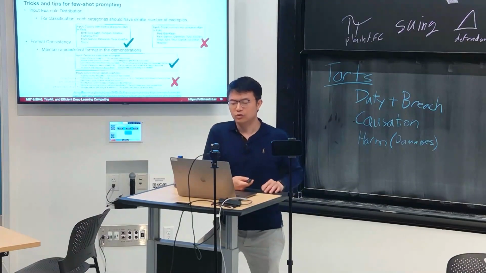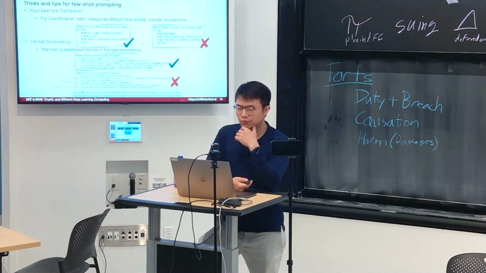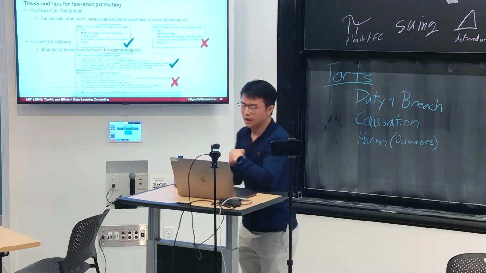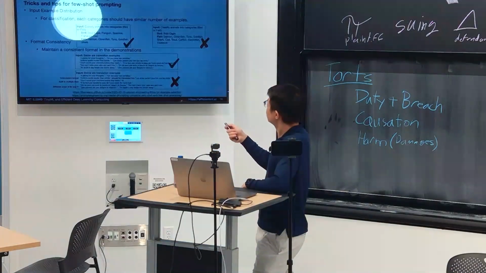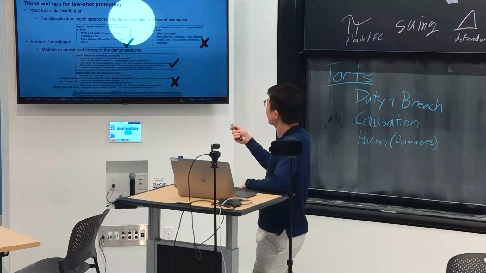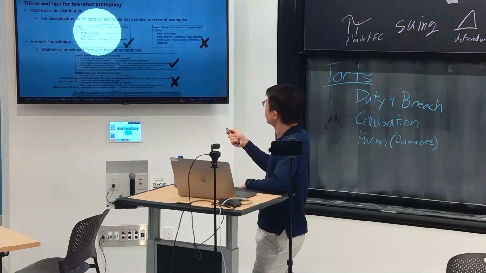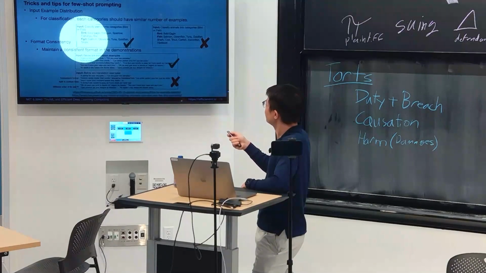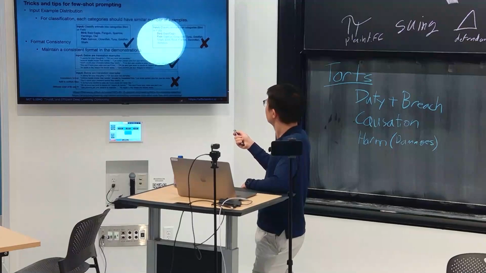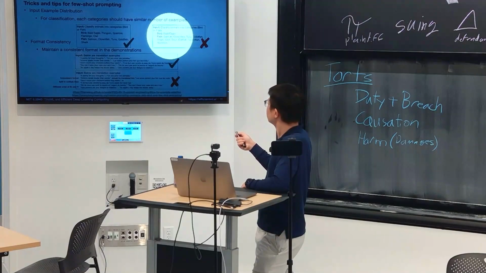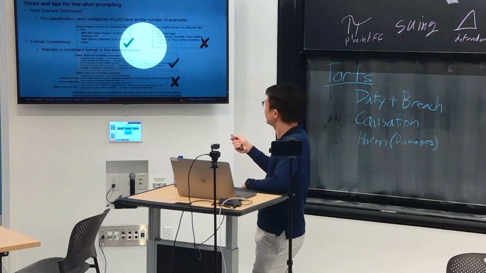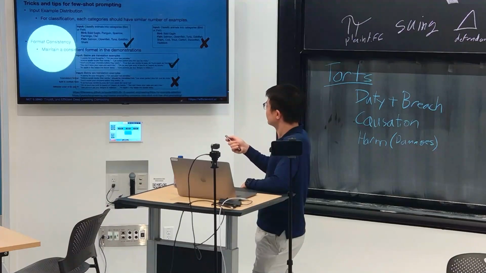And there are some good practices, tricks, and tips for few-shot prompting. First one is for classification. Each category should have a similar number of examples. Like classifying animals into categories. Bird, we give 1, 2, 3, 4, 5 birds. Fish, we should also give 5 fish, rather than just give 1 bird and many fish. Roughly similar number of examples.